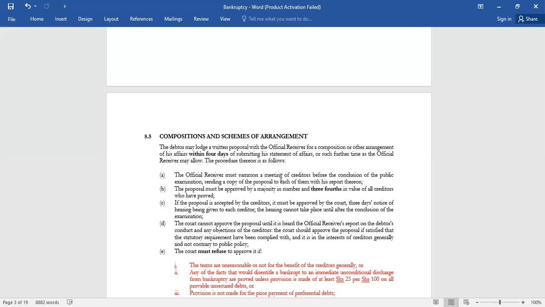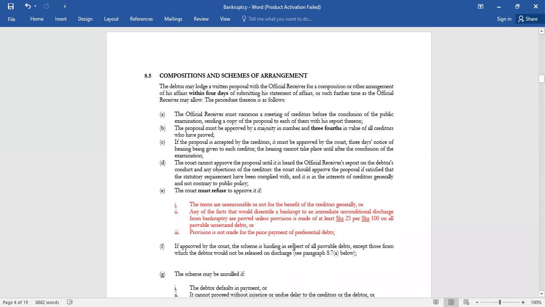Are we there? So the court may refuse to approve in case of the following conditions. Now, the terms are unreasonable or not for the benefit of the creditors generally. Now, if the scheme of arrangement is suiting the debtor and they may end up not honoring the promise to pay, then this could be unreasonable on the part of the creditors. In other words, we are saying that it will be annulled, it will not be accepted.